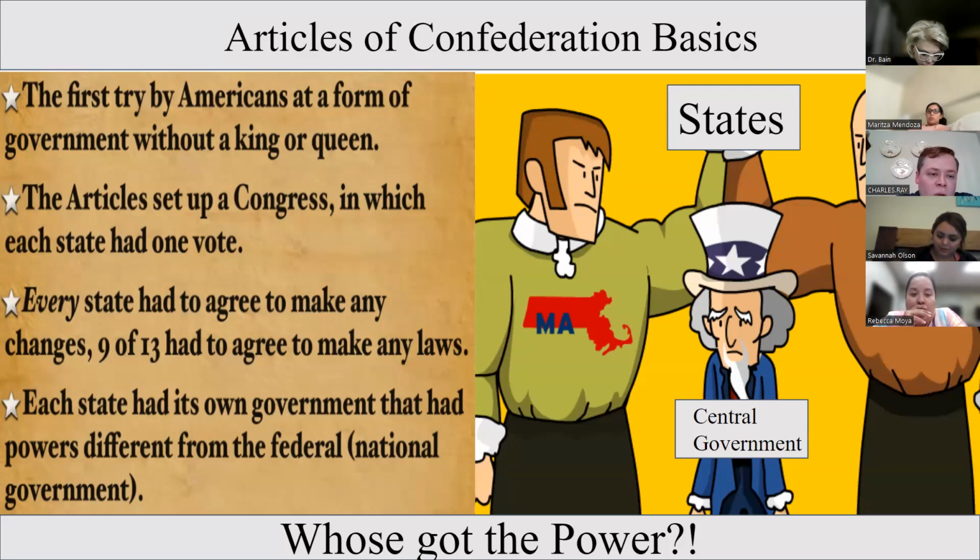So it's the first try at coming without a king. Hey, as a first shot, it's not bad. It sets up a Congress. Everyone has one vote. Every state had to agree to make any changes, and to pass a law you'd have 9 out of 13.